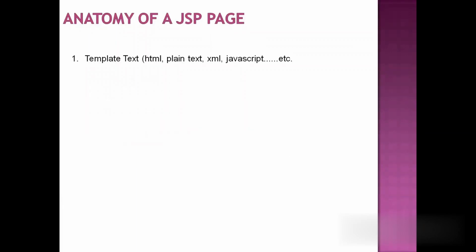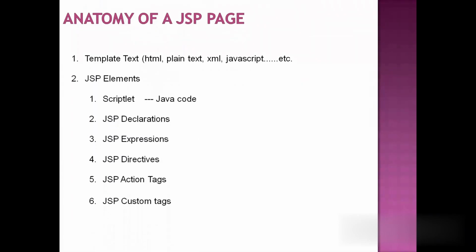First of all, the anatomy of a JSP page means the internal structure of the JSP page. So what are the elements the JSP page contains? Basically, every JSP contains two types of elements. One is template text, the other one is JSP elements. If you place any code between JSP element tags, then that code is considered a JSP element. Other than JSP elements, anything else you write will be considered template text.